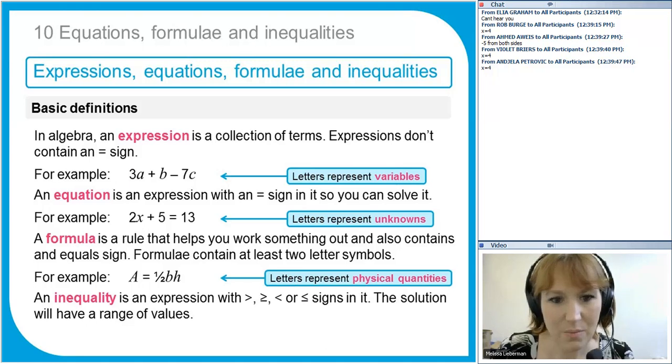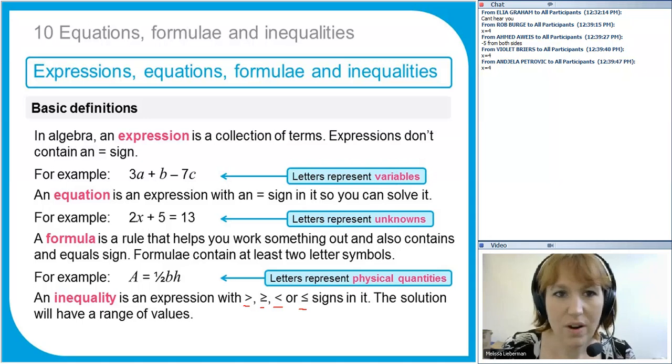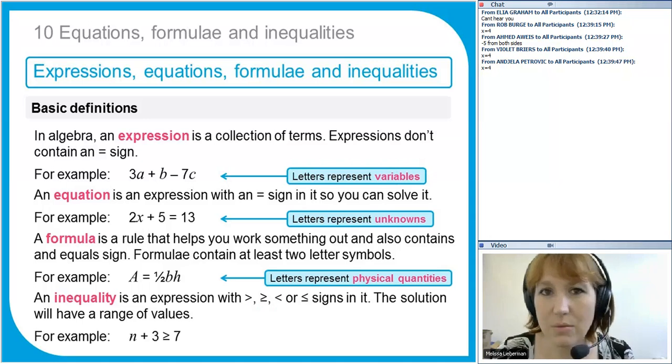And then lastly, an inequality is like an equation, but it has greater than or equal to. Hopefully you've met these signs before. So this sign means greater than. This sign means greater than or equal to, so the little line underneath the symbol means greater than or equal to. This means less than, and this means less than or equal to. And for these examples, the solution will have a range of values. So the letter symbol will be every value less than 5, for example. So we have a whole range of values. And later on in this lesson, I'll show you how to show a range of values on a number line.